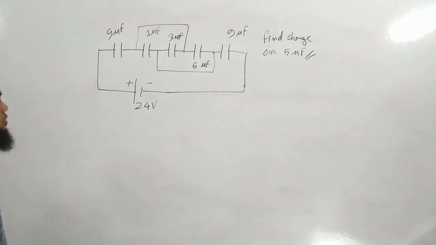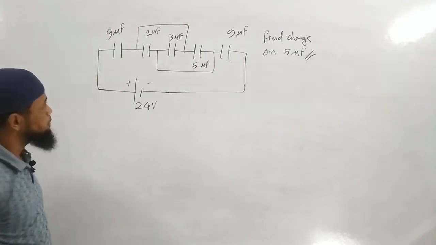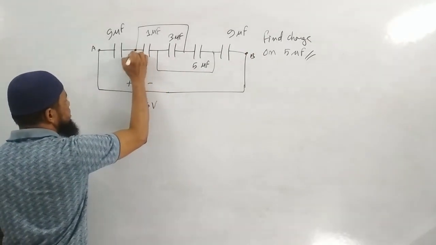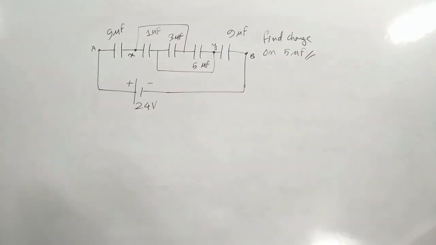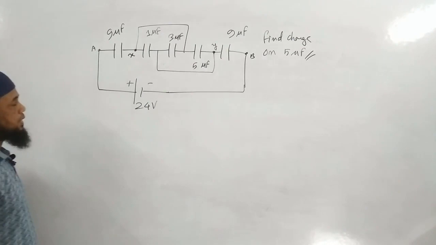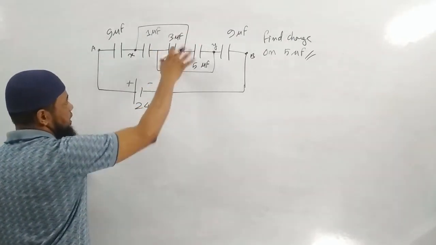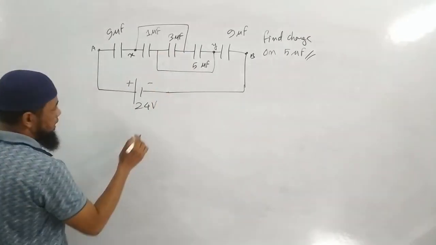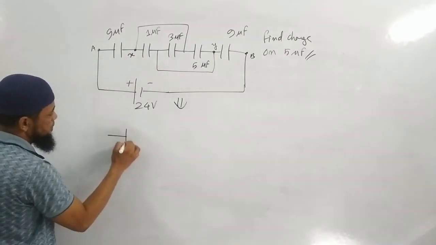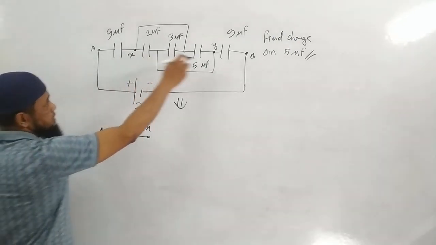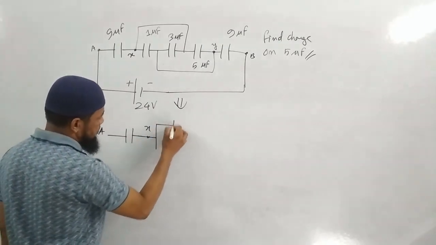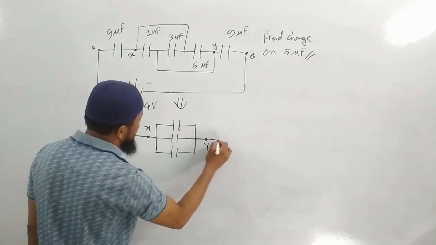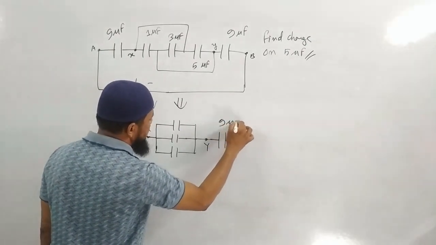How to solve this particular problem? Let me call this point A, this point B, this point X, this point Y. This problem is really simple. It may appear to be complicated, but it is a very simple problem. Between X and Y these three capacitors are connected in parallel; I have given the solution in my previous lectures, have a look. So this circuit will look like one capacitor between A and X, these three capacitors in parallel between X and Y, and between Y and B is 9 microfarad.